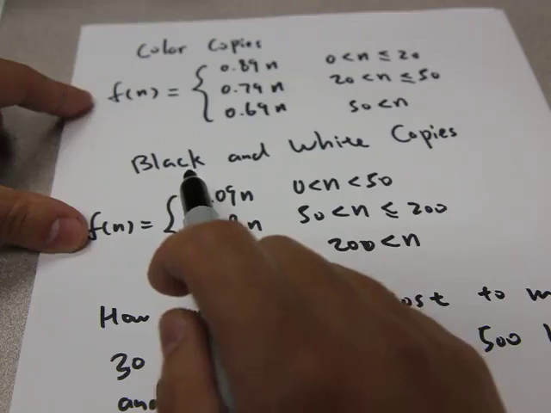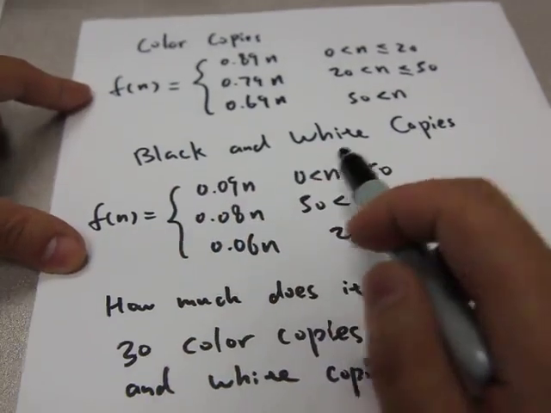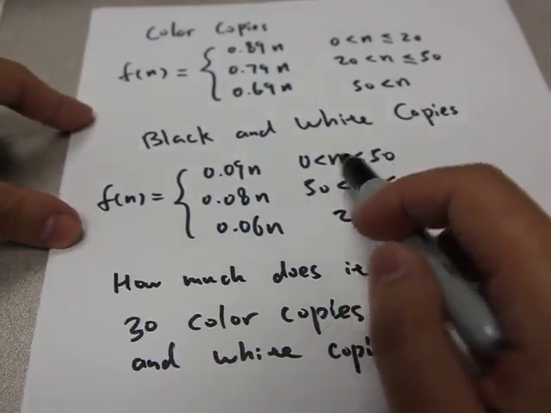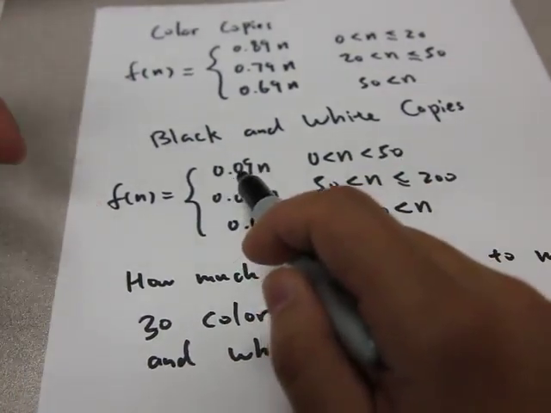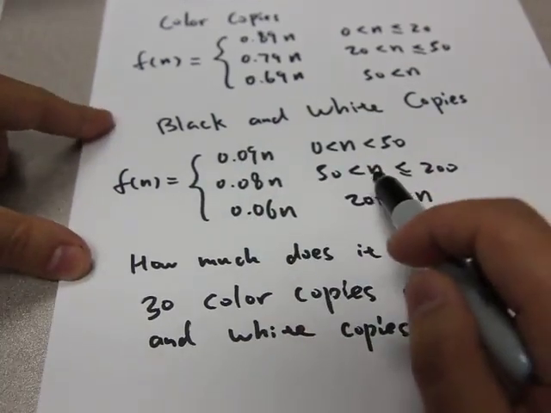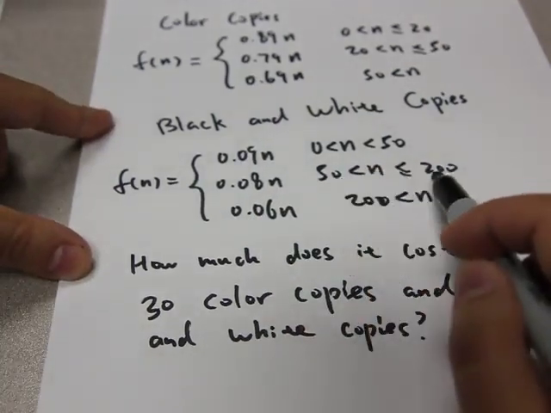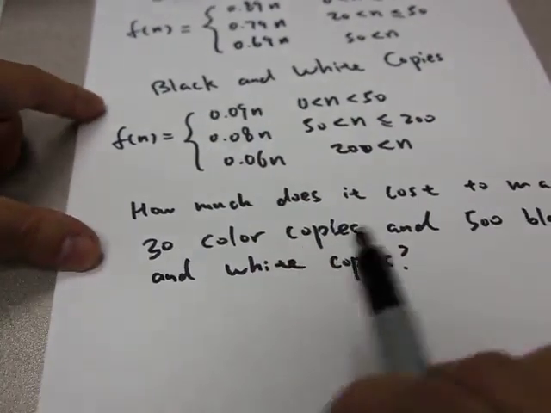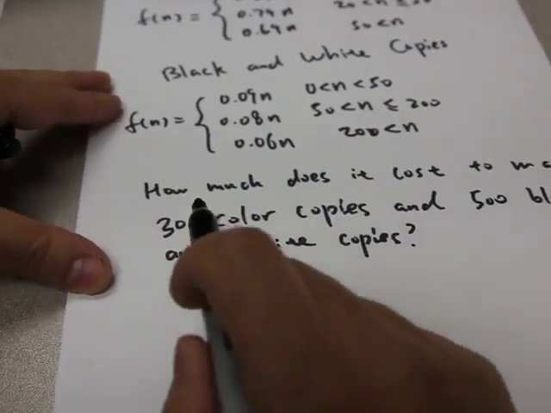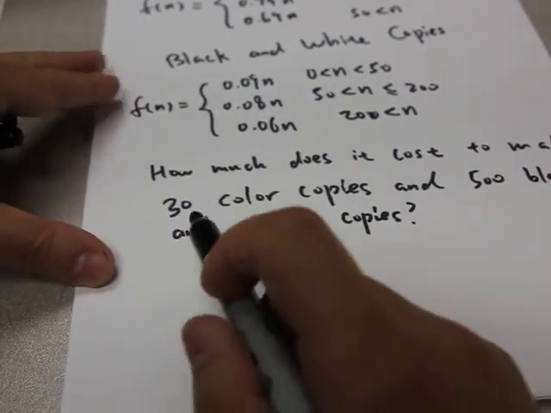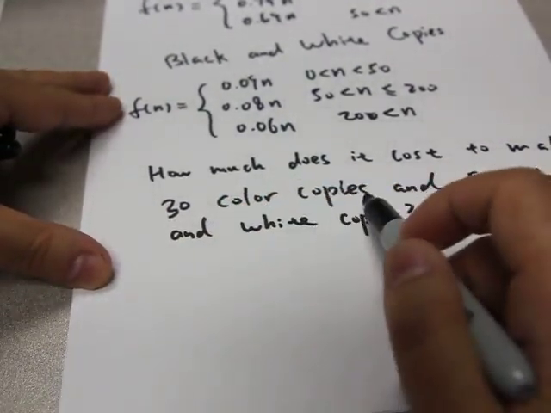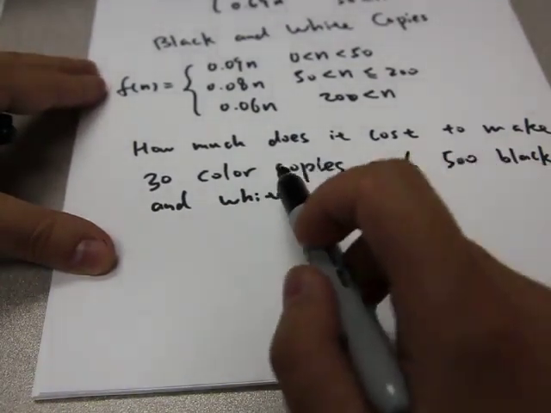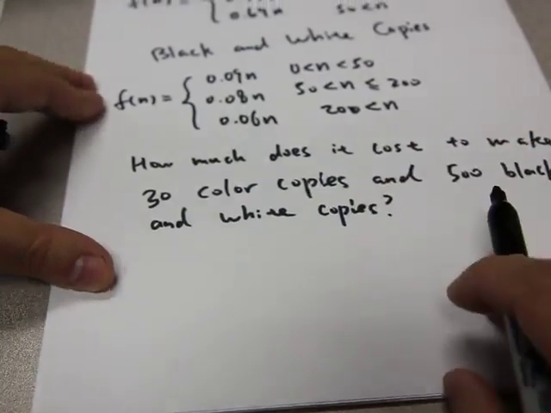And if we want to make black and white copies, and the number of copies is between 0 and 50, then every copy is charged 9 cents. And if the number of copies is between 50 and 200, then every copy is charged 8 cents. So now we want to know, if you decide to make 30 color copies and 500 black and white copies, how much does it cost you?